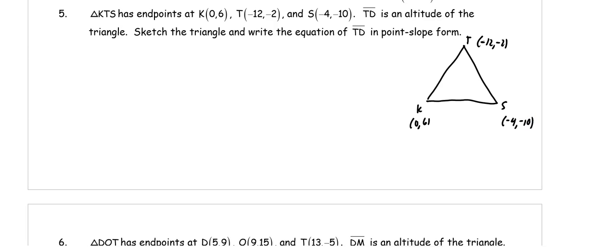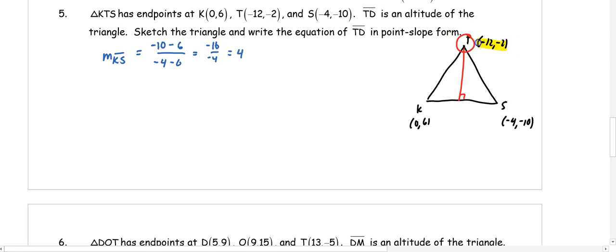Now I want to write the altitude KD. So my altitude goes from T down to the opposite side. So I'm going to use the point T. That point's already done for me. I need to find the slope that I'm going to use for my equation. So my first step is to find the slope of KS. So I have negative 10 minus 6 over negative 4 minus 0, which gets us negative 16 over negative 4. That reduces to positive 4.